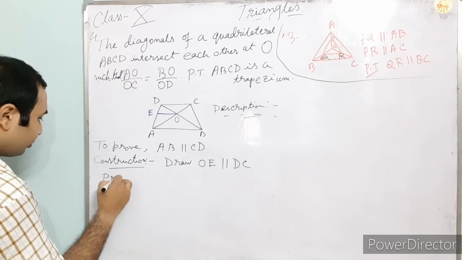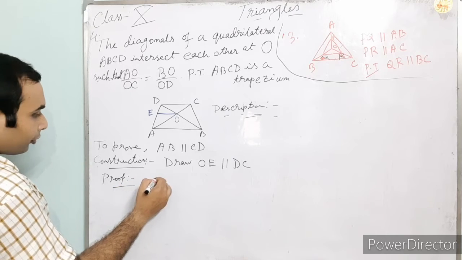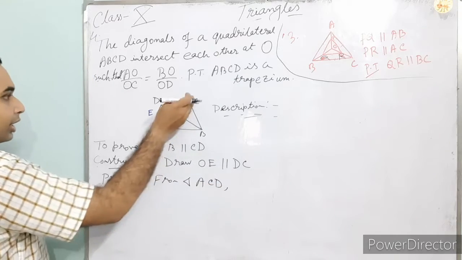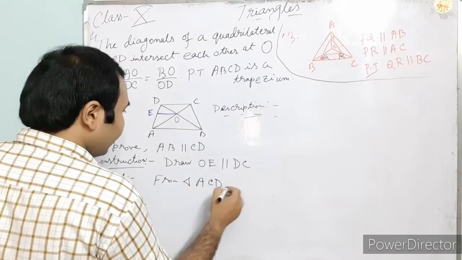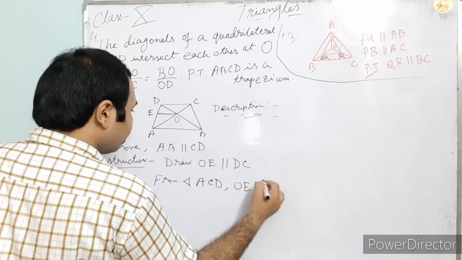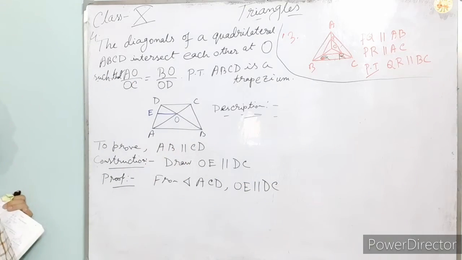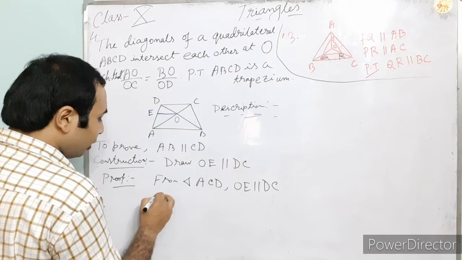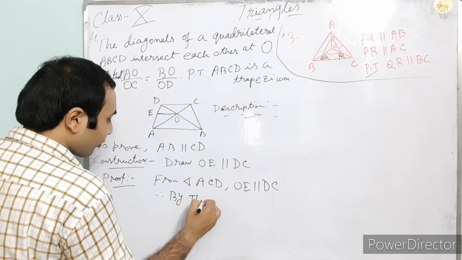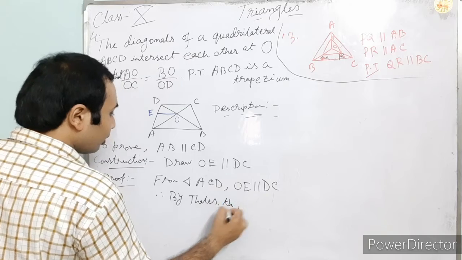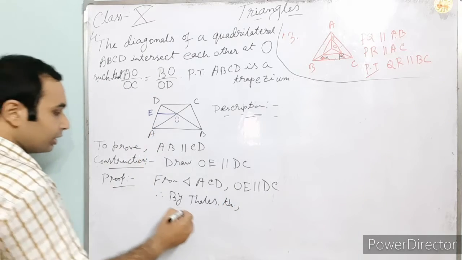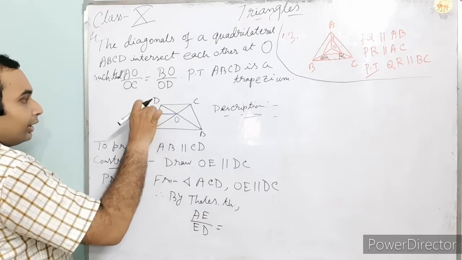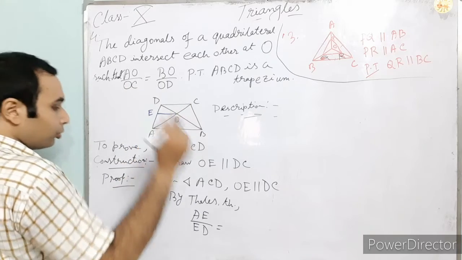Now the proof. From triangle ACD, this triangle, the upper part, here OE is parallel to DC according to our construction. So by Thales theorem, we can say AE by ED equals AO by OC.